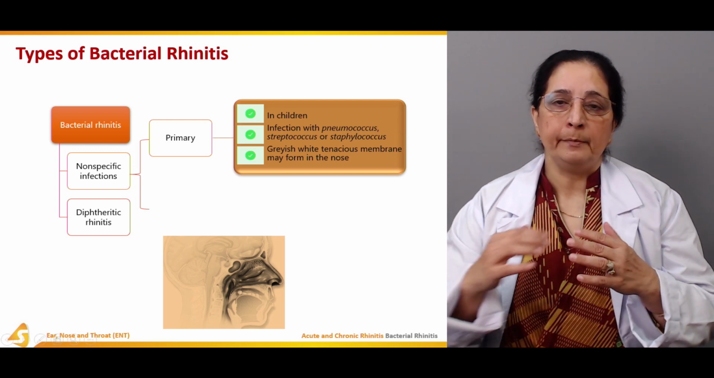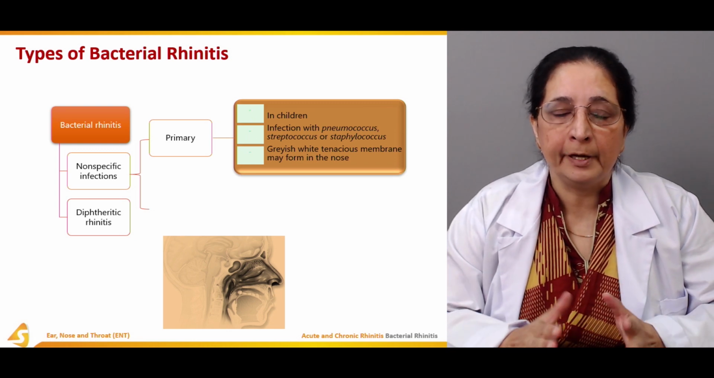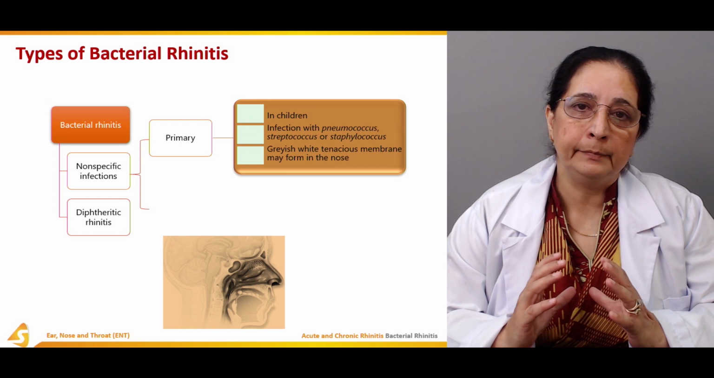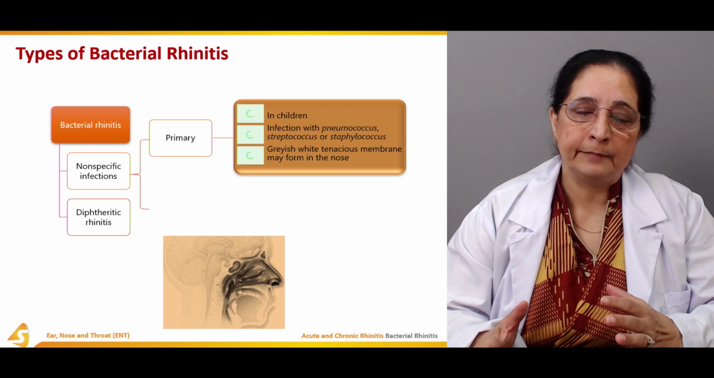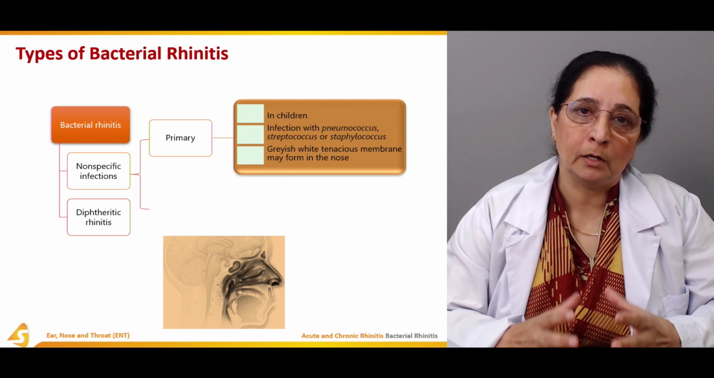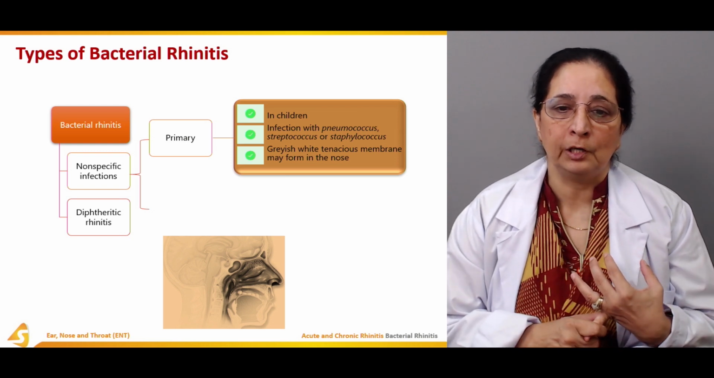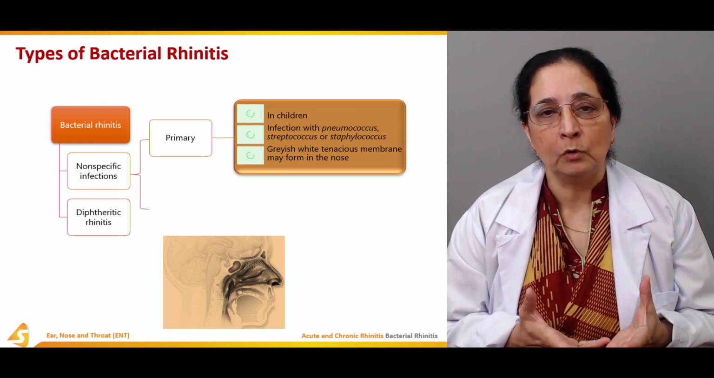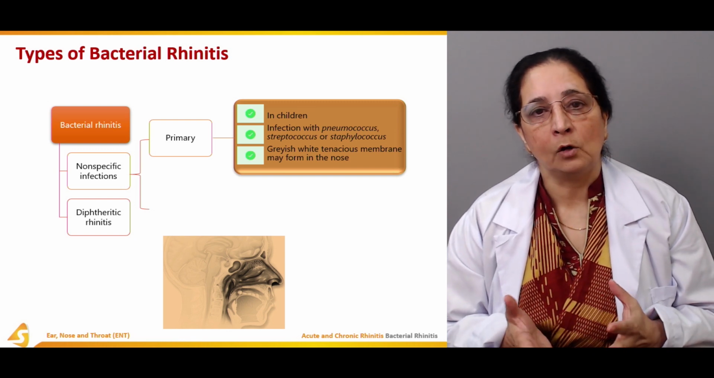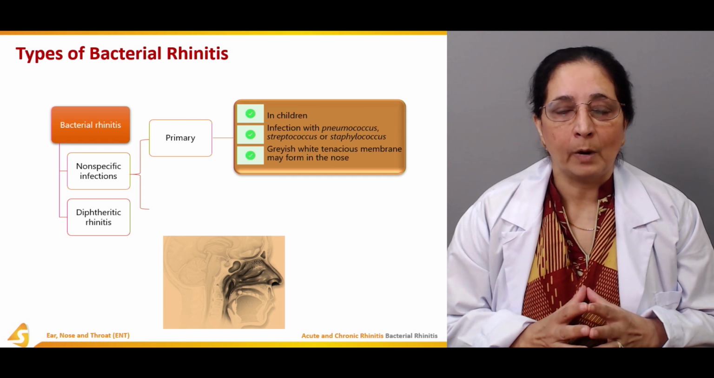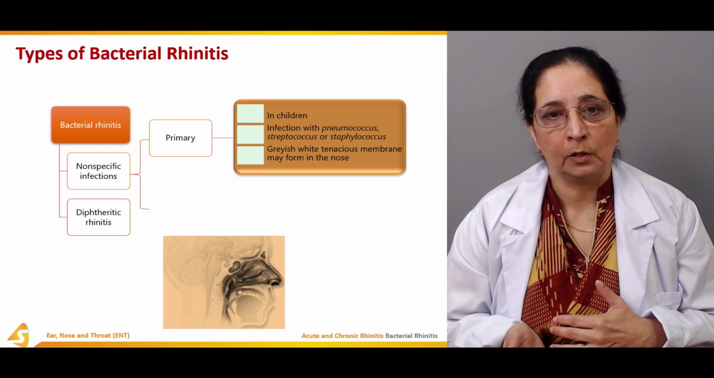So in this primary infection, there can be formation of a membrane in the nose, and that membrane can cause nasal obstruction, so features of obstruction are also present with this primary infection. It's more common in children, and it is caused by pneumococcus, streptococcus and staphylococcus, and it can cause a grayish-white membrane in the nose and then obstruction of the nose.